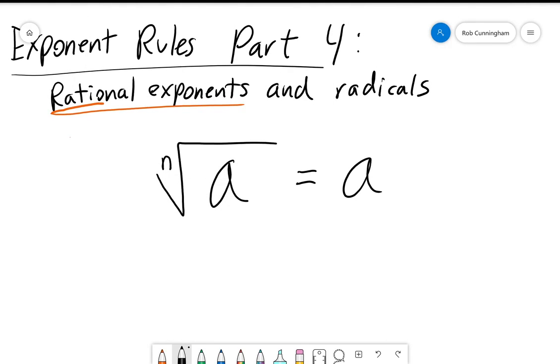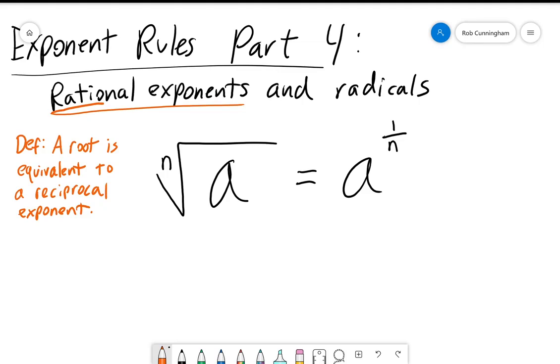Okay, so if I have some number underneath some level of root, that is the same thing as that same base to the reciprocal of the root. It's really that simple. This is less of a rule and more of a definition. A root is equivalent to a reciprocal exponent. So as you can see, I've got the root and its reciprocal.